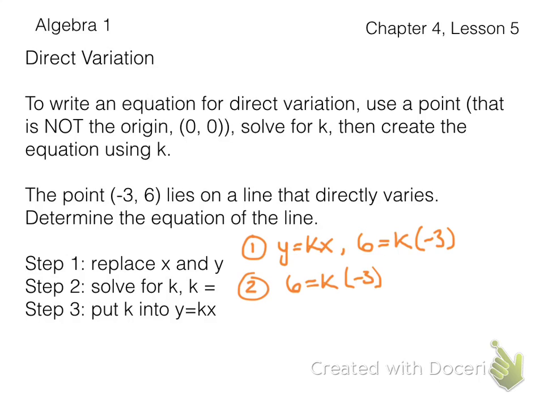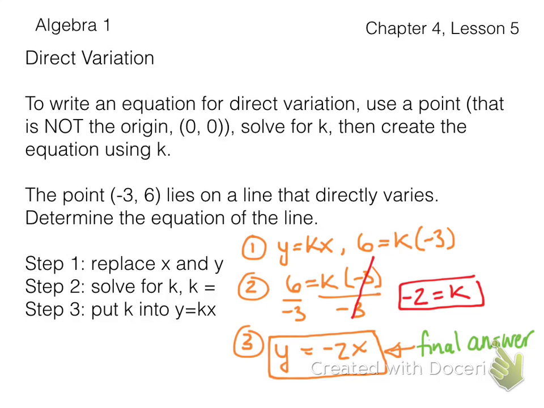Step 2 is solving for k. So we're going to divide by -3 on both sides and figure out that k equals -2. And to actually figure out the equation of the line, we're going to plug -2 back in for k, so y equals -2x. So that's the final answer. If they want you to determine the equation of the line, you do pretty much have to go through those 3 steps. Okay, next step.